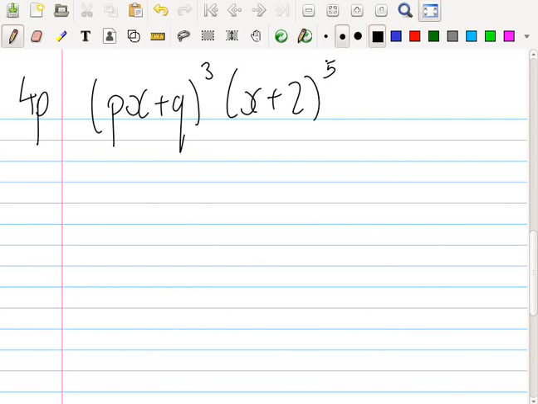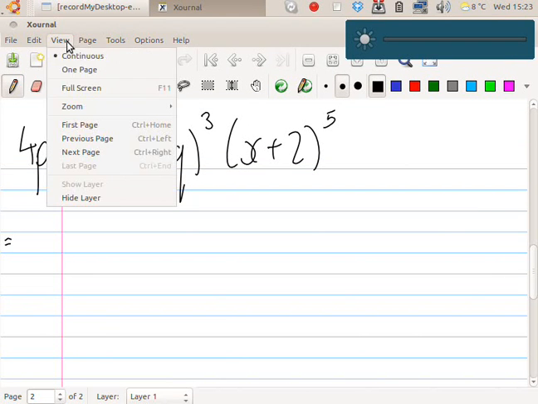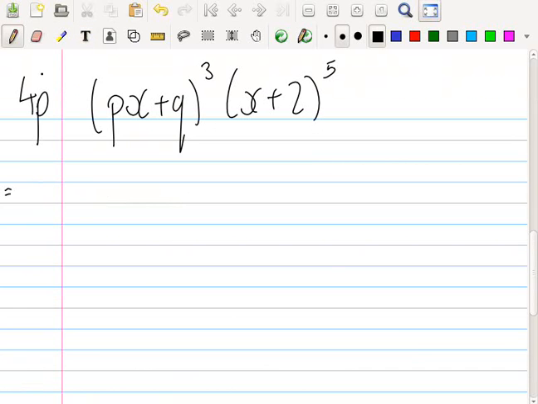Firstly, now Fatima, come on. Firstly, in the question, is it ascending or descending? We're all looking at the same one, right? 4P, is it ascending or descending? Descending, that's better. So let's expand this descending. So the first one here, I need three terms for both.